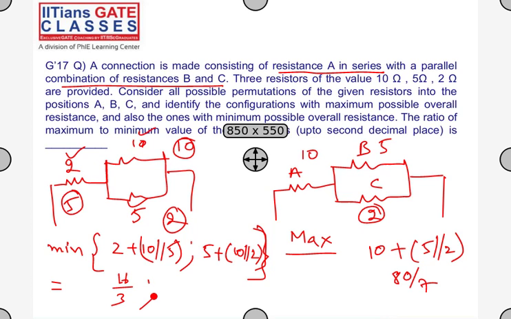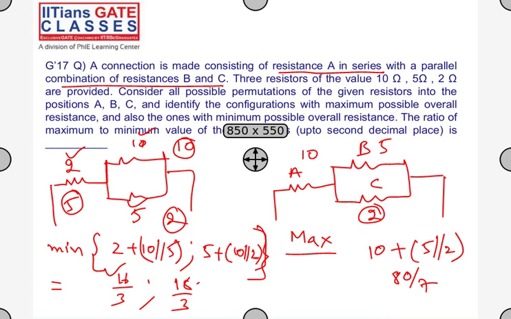20 by 12 is 5 by 3. 5 by 3 plus 5 is 20 by 3. So the other one, 2 plus 10 parallel with 5, is the minimum. So minimum is 16 by 3.